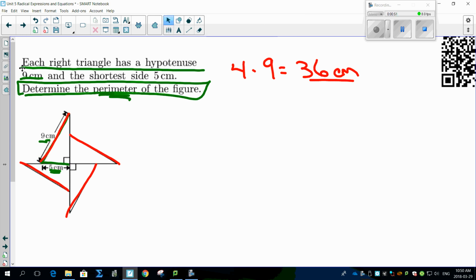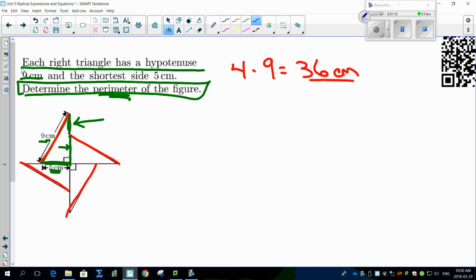But we do have an issue here. The issue is this little space right here is not 5. That space is 5, right? See how this triangle right here has a base of 5, which is identical to this one. So how do we find this guy out? Well, there's a couple things you can do.